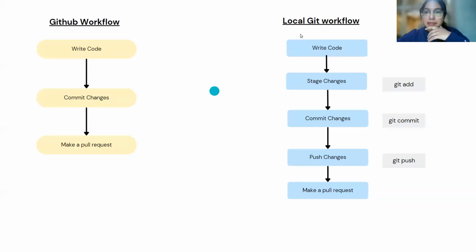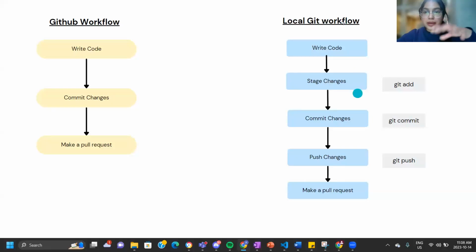Okay. And then we're going to talk about local Git workflow, which means what's happening on your computer, on your laptop. GitHub workflow is what's happening online on GitHub, on your repository. So you're writing code, you're staging changes, which we did through git add. We're committing changes, which we did through git commit. Git commit will just commit those changes with no message.